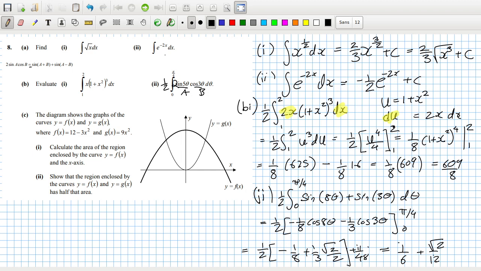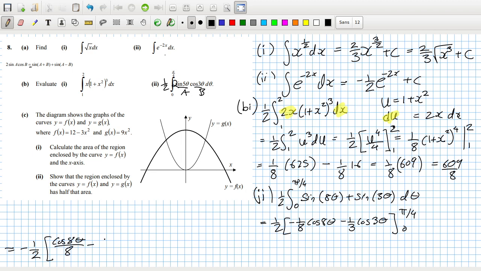No, I have made a mistake. Most likely in the last step here. Let's try again. The last step. Shouldn't try and squish it in. Okay. Maybe it might be good to take the minus out at least. So that would be cos 8 theta over 8 minus cos 3 theta over 3. Plus, I mean. So that will be minus a half. And then minus minus, so plus a half.